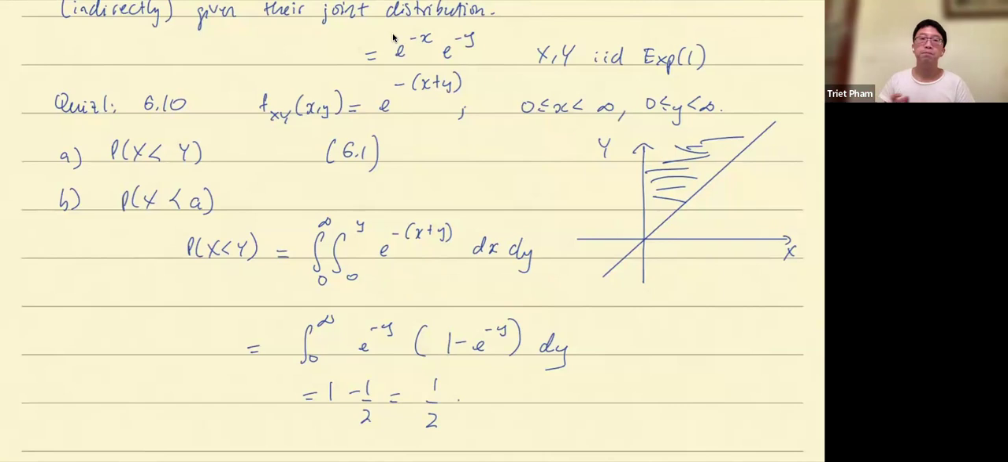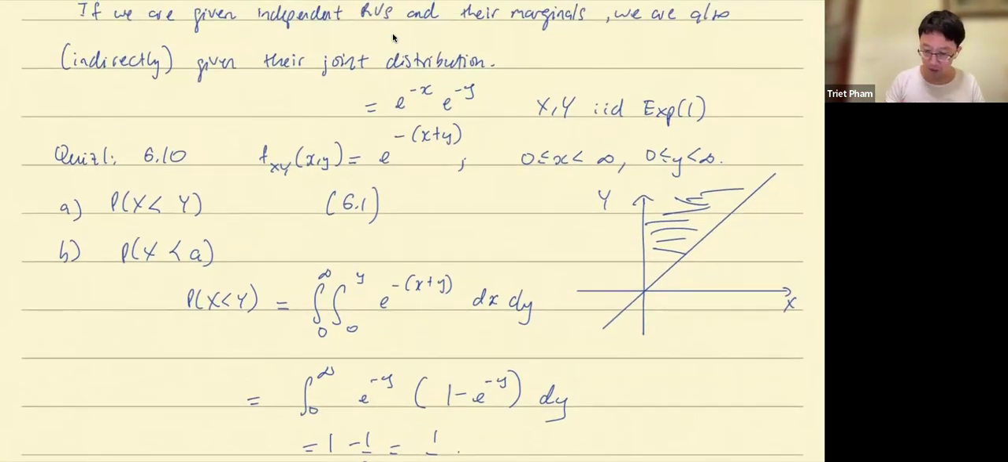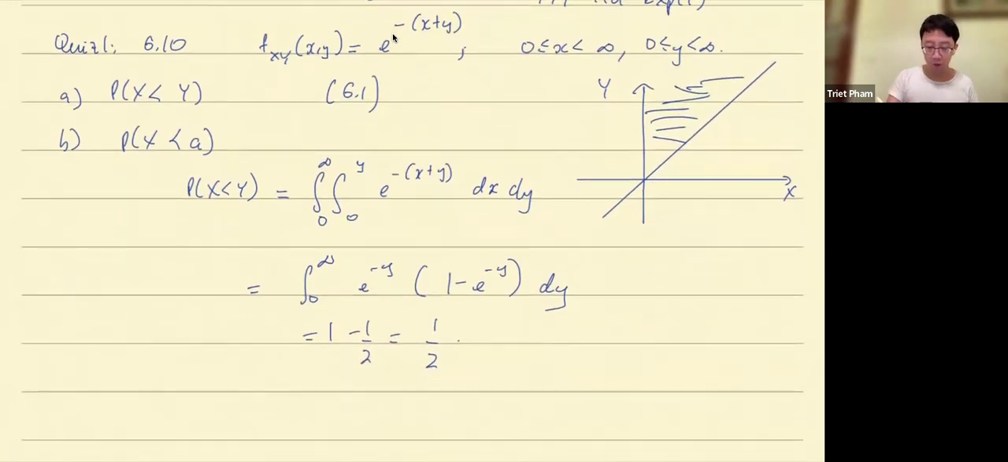So the point though is that this is done by joint density, right? The good old-fashioned way. You just plug in and you do the integration. However, if you observe that the random variables are IID, here's an alternative solution.